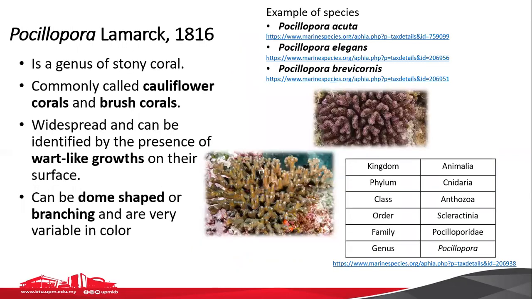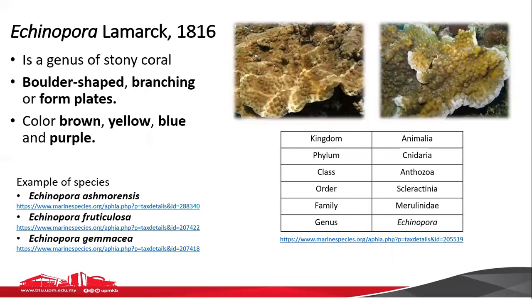Next is Porites. It is also a genus of stony coral. It is commonly called cauliflower coral or brush coral. It can be identified by wart-like growth, and it has a dome shape or branches. Examples of this species are Porites acuta, Porites elegans, Porites brevicornis.